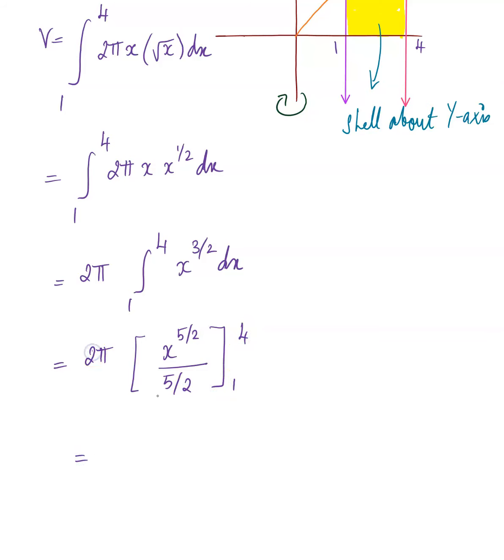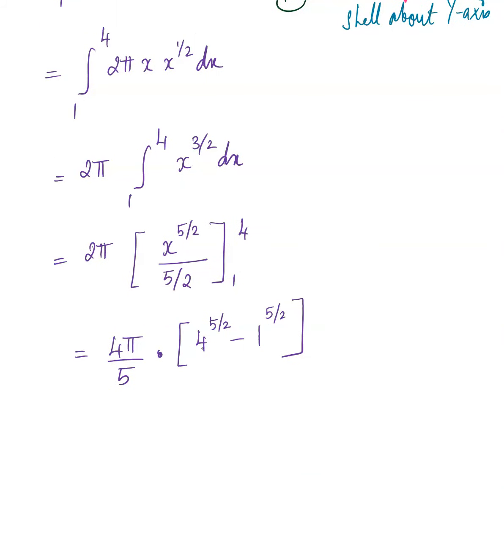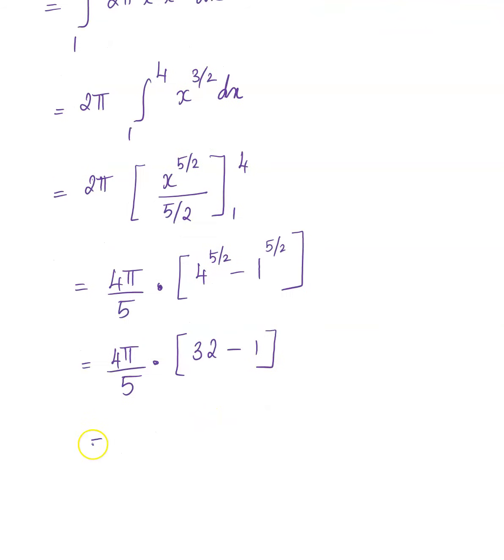That will go up as 2 over 5, which will be 4 pi over 5, times 4 power 5 over 2 minus 1 power 5 over 2. 4 power 5 over 2 is the square root of 4 power 5. Square root of 4 is 2, 2 power 5 is 32. 32 minus 1 is 31, times 4, which is 124 pi over 5. This is using the shell method. You can see how easy that is.